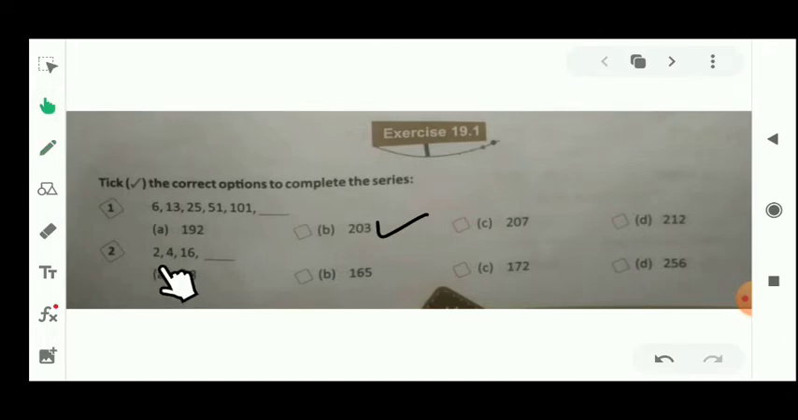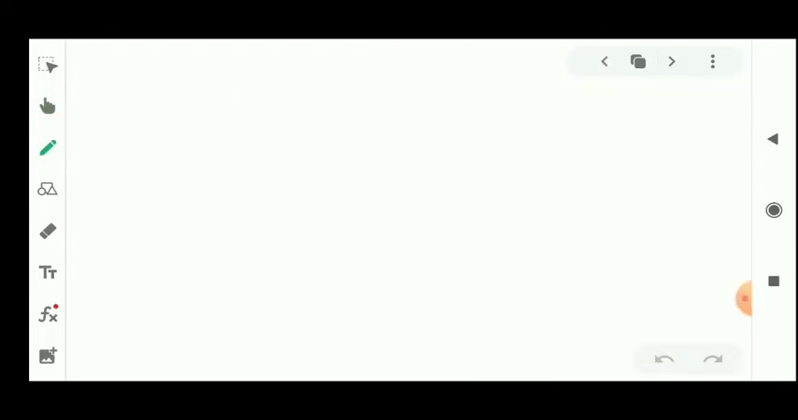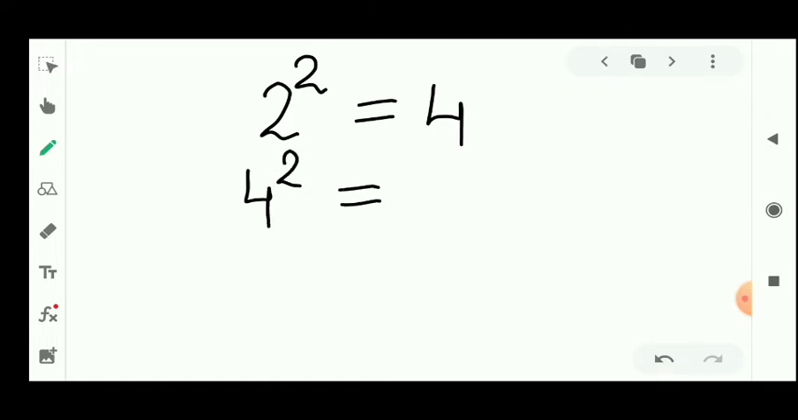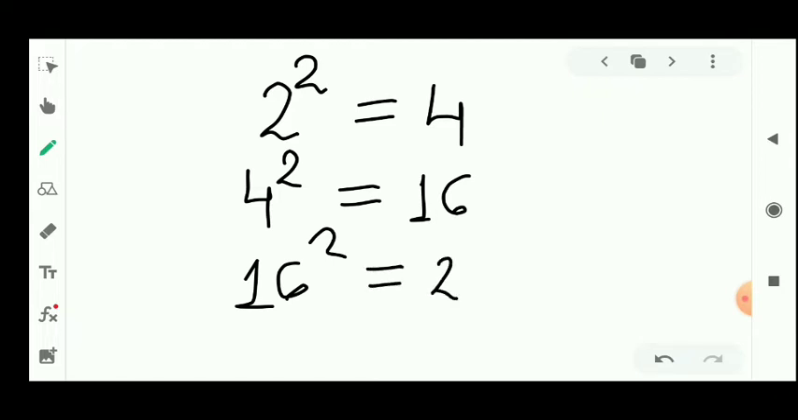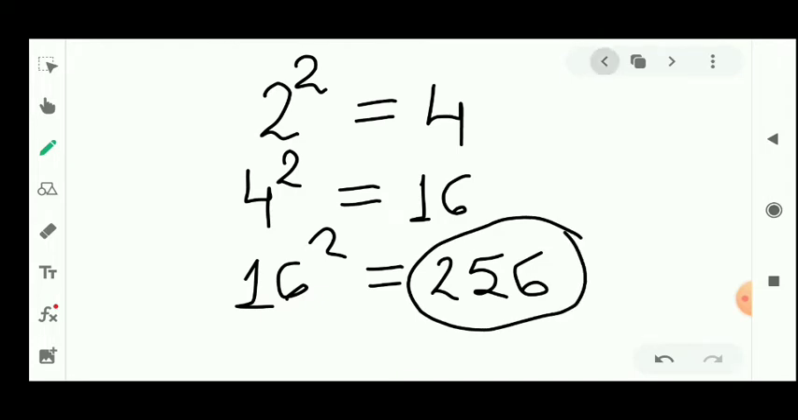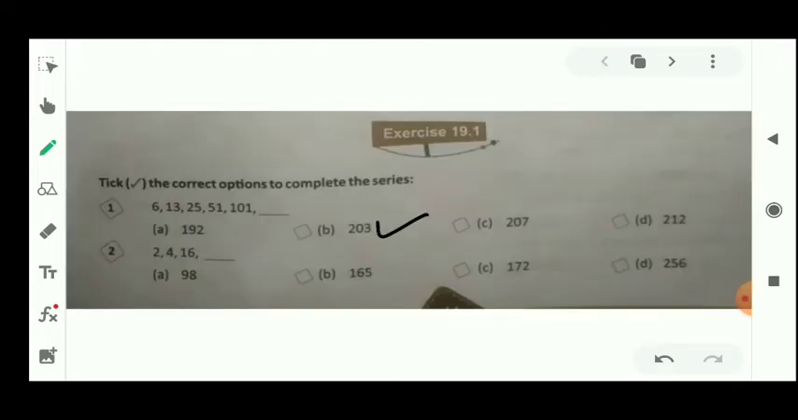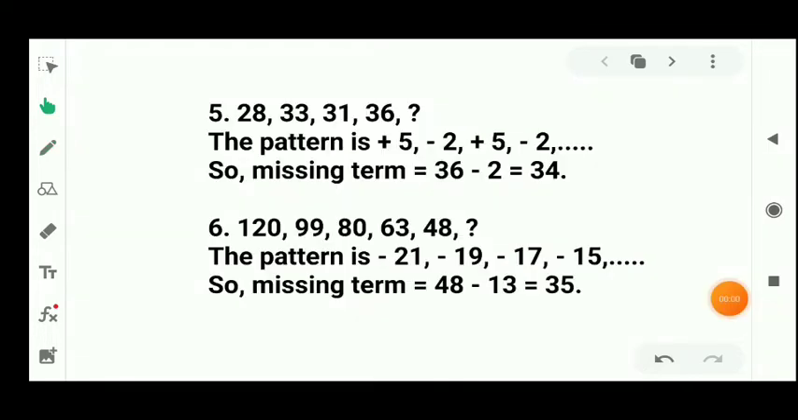In question number 2, the given series is 2, 4, 16. Let's see the solution. The first one is 2. When we square 2, the answer is 4. The next number was 4. When we square 4, its value will be 16. The next number was 16. When we square 16, its value will be 256. So the answer of this question is 256. That means option number D will be right.